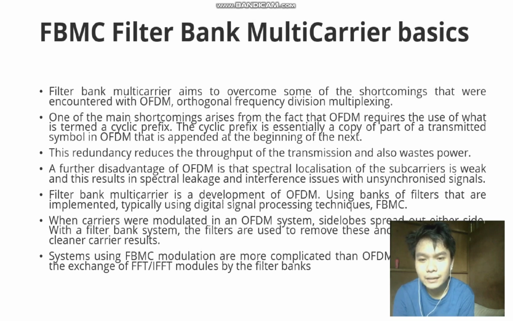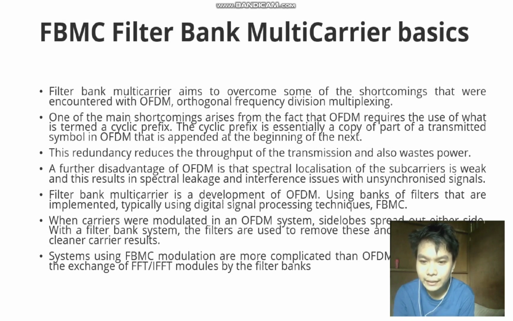A further disadvantage of OFDM is that the spectral location of a subcarrier is weak, and this results in spectral leakage and interference issues with asynchronous signals. Filter bank multi-carrier is a development of OFDM, using banks of filters typically implemented with digital signal processing techniques. When carriers are modulated in an OFDM system, side lobes spread out on either side. With a filter bank system, the filters are used to remove these and give cleaner carriers.